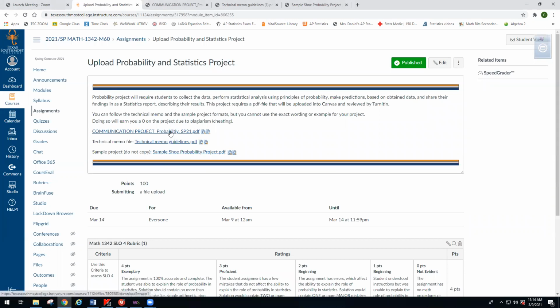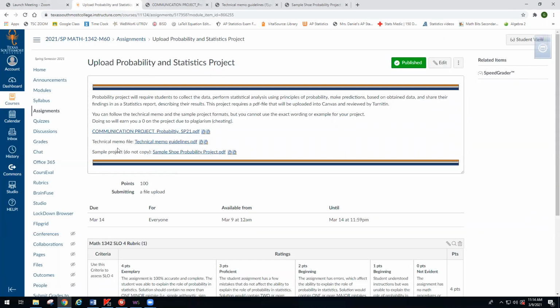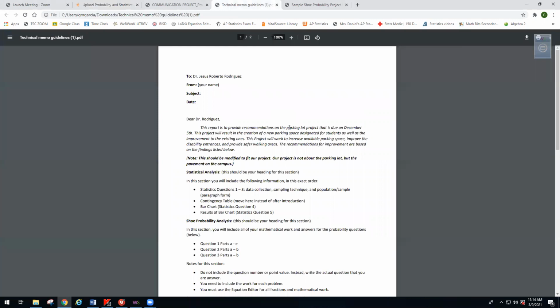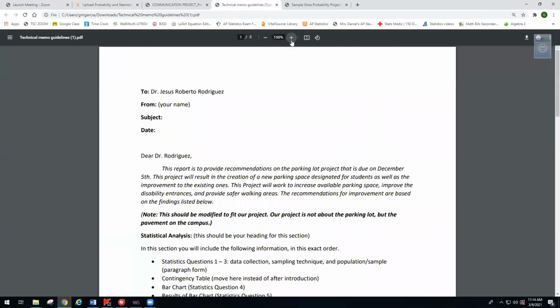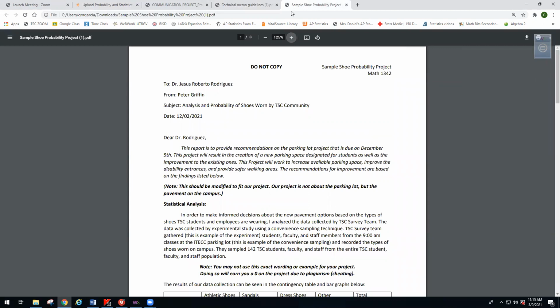You would need to download the communications project probability, which is the instructions that you need to follow, what you need to do. And you also need to download the technical memo guidelines, which is the way that we want you to put it in order, or present your presentation in this order here. Okay. The next one that you're going to download is a sample shoe project probability that we had last semester or last year, I think, but it's not the same, guys.